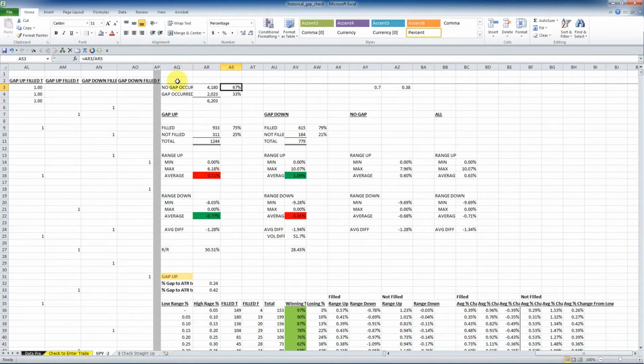So, what is this trying to say? We have, out of the whole 6,000, this matches the total data set. That value is true. And I say, well, does a gap occur? Yes. Does a gap occur down? No. And what is this saying? It's saying that 1/3 of the time, or 1/3 of all trading days, a gap occurs of some form or another.